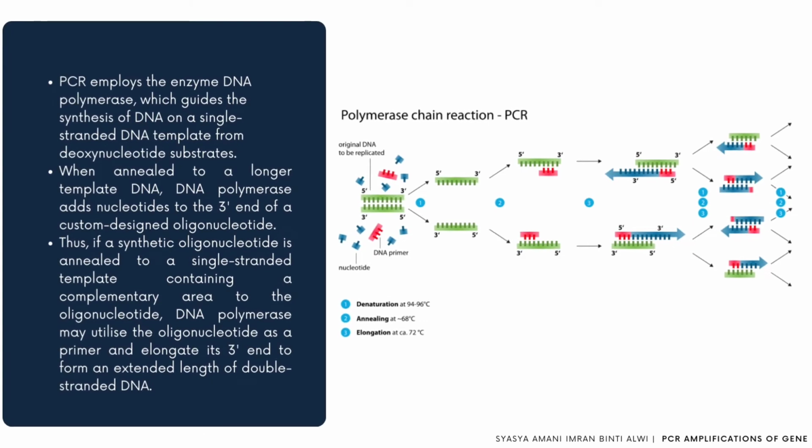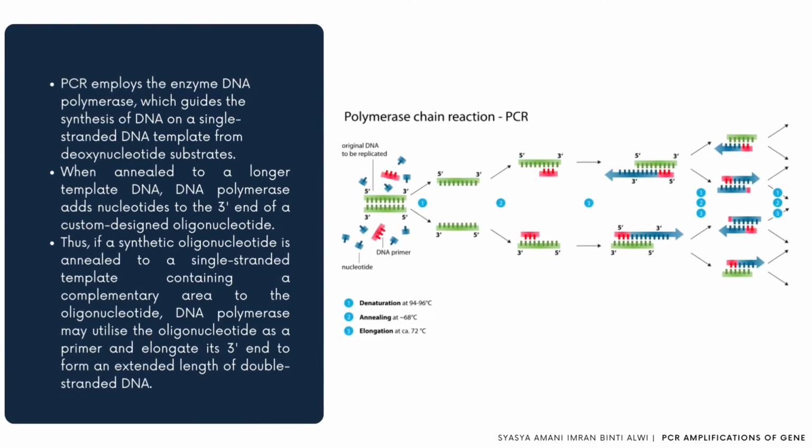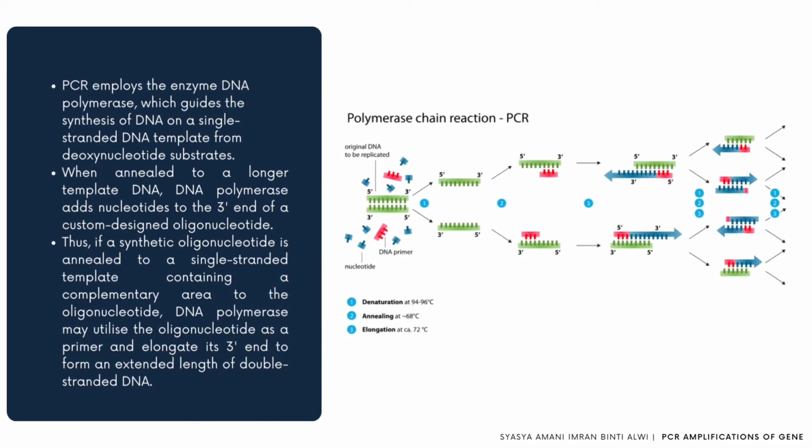So, to make it more detailed, the PCR employs the enzyme DNA polymerase, which guides the synthesis of DNA on a single-stranded DNA template from deoxynucleotide substrates. So when annealed to a longer template, DNA polymerase adds nucleotides to the 3' end of a custom-designed oligonucleotide. Thus, if a synthetic oligonucleotide is annealed to a single-stranded template containing a complementary area to the oligonucleotide, DNA polymerase may utilize the oligonucleotide as a primer and elongate its 3' end to form an extended length of a double-stranded DNA.